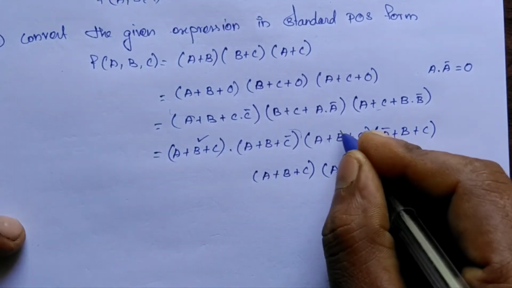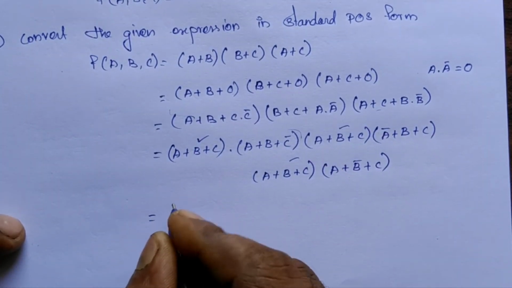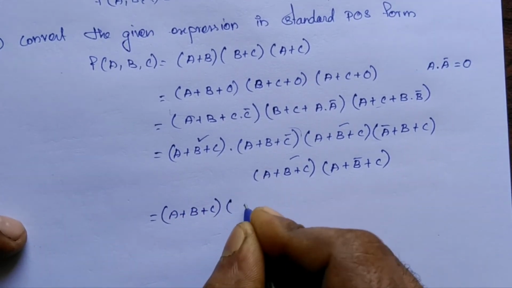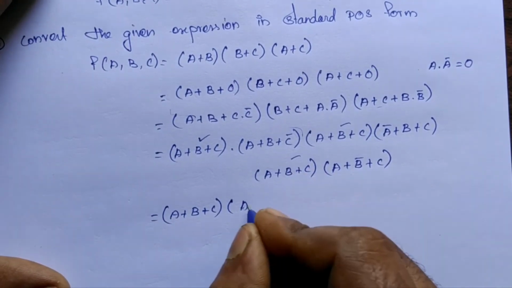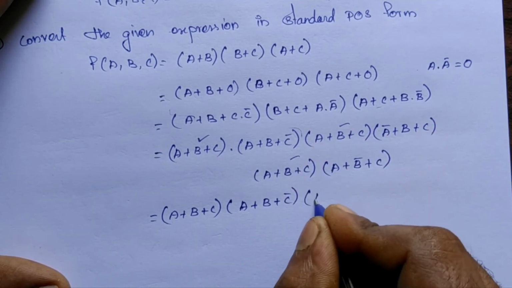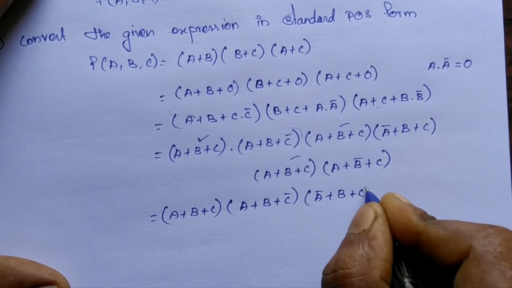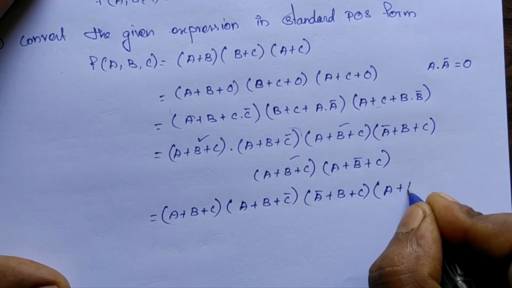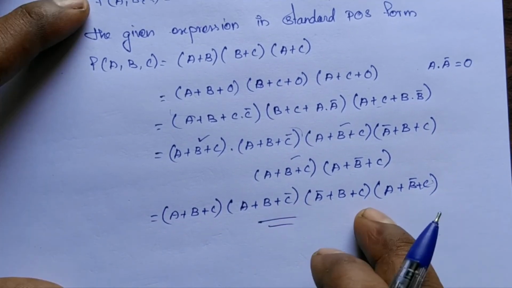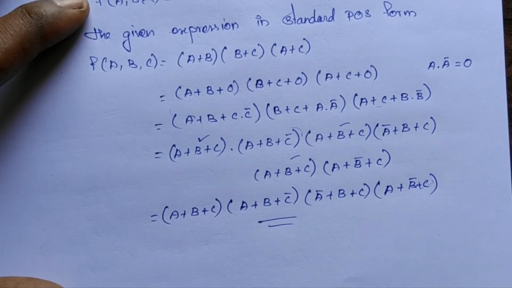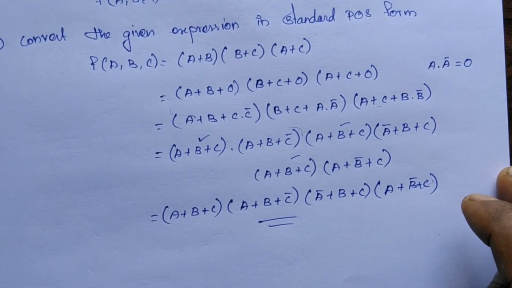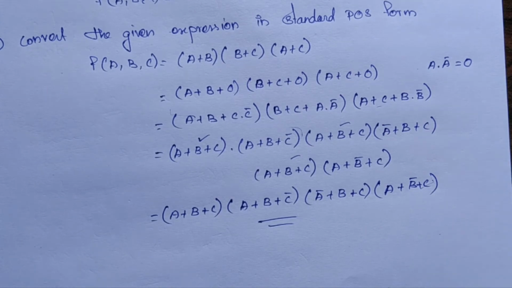Over here these are common terms. Therefore we can write it once, a plus b plus c into a plus b plus c bar, a bar plus b plus c, and a plus b bar plus c. Now each term has all the literals a, b, c. Therefore now this is in standard POS form or max term canonical form.